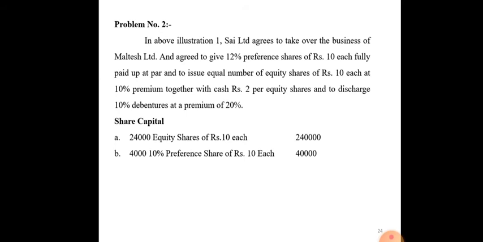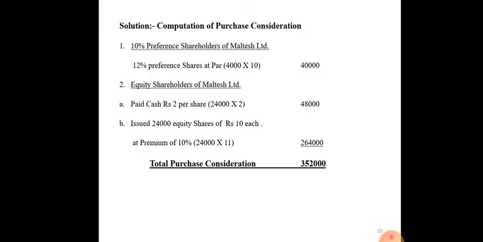So now this share capital, 24,000 equity shares of rupees 10 each, rupees 2,40,000, and 4,000 10% preference shares of rupees 10 each. Okay, so it means Sai Limited takes the business of Maltesh Limited, and for this, 12% preference shares of rupees 10 each, we have to take for the purchase consideration. In the next slide, see here, solution, computation of purchase consideration, 10% preference shares of Maltesh Limited. So Sai Limited has taken the preference shares of Maltesh Limited. 12% means what? It is the dividend rate.